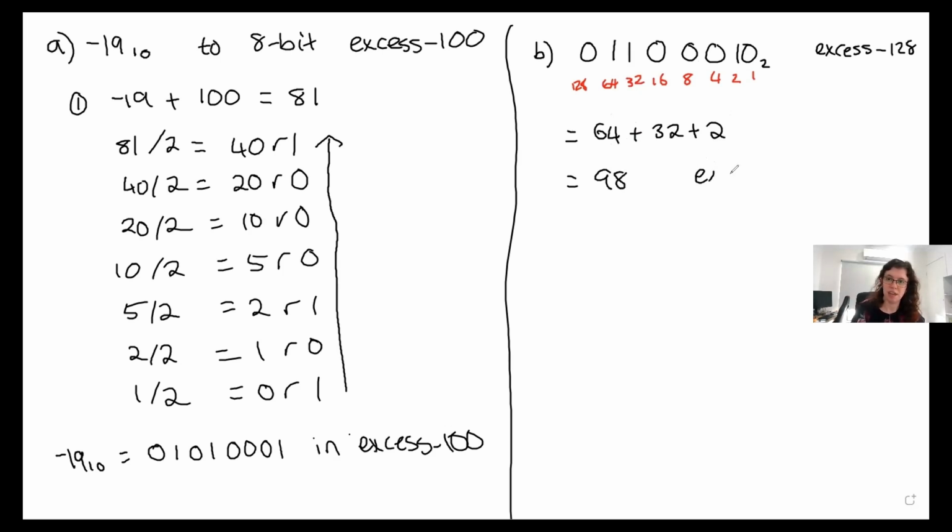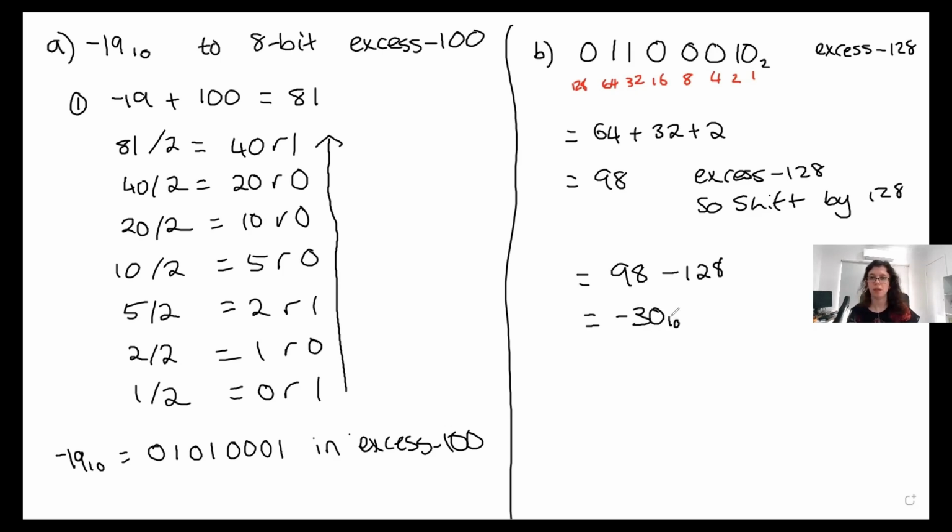However, this is still in XS 128, so shift by 128. This time we have to go in the opposite direction, so we need to subtract 128 because we're going from binary to decimal. So it's 98 minus 128, which gives us -30, base 10. So that shift is really the only extra trick to this. Other than that, it's just business as usual with binary and decimal numbers.